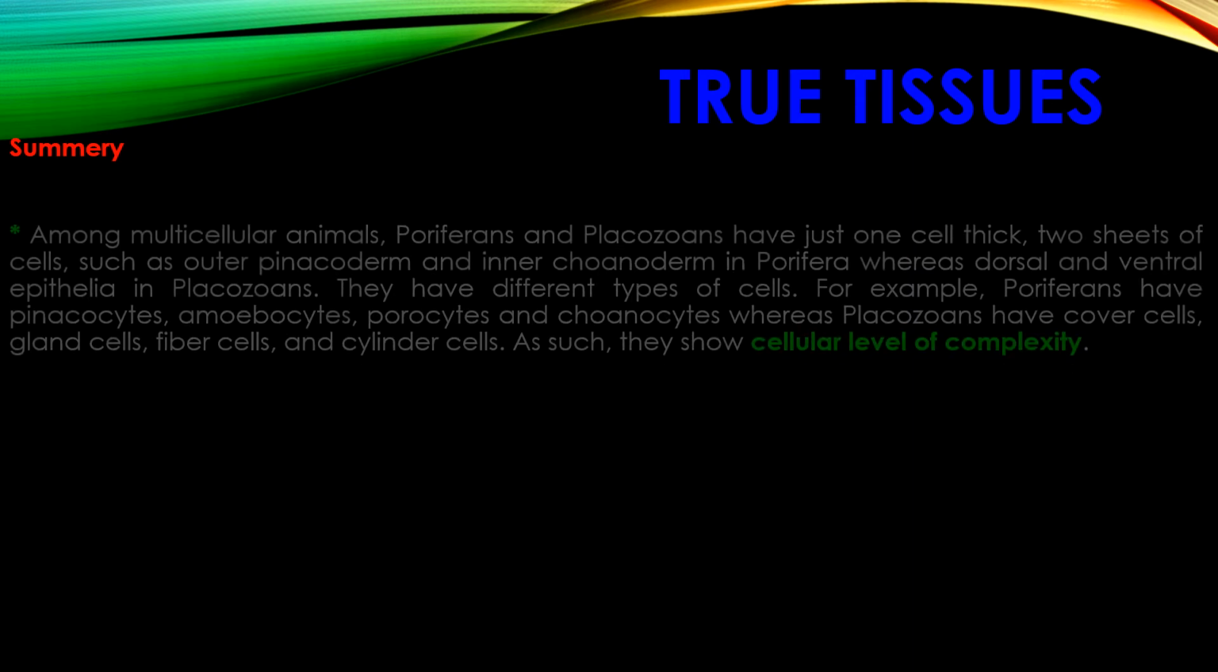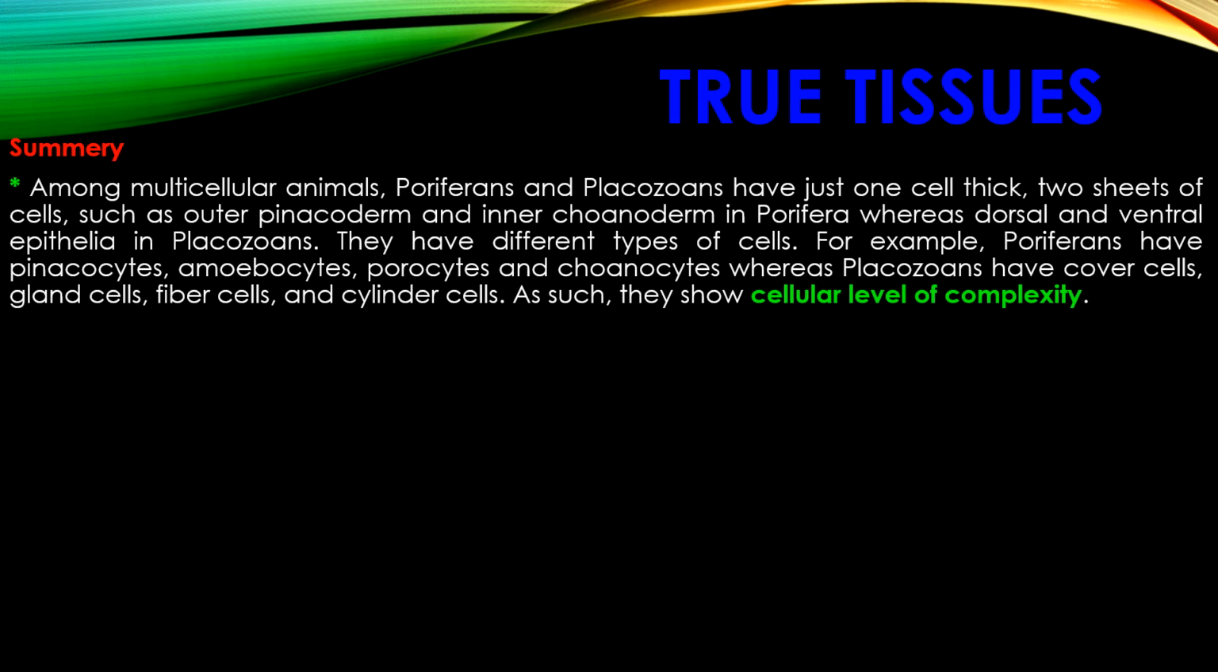Poriferans have 4 different types of cells such as pinacocytes, amoebocytes, porocytes, and choanocytes, whereas placozoans have 4 different types of cells: cover cells, gland cells, fiber cells, and cylinder cells. As such, poriferans and placozoans show a cellular level of complexity. The rest of the animals show higher levels of complexity.